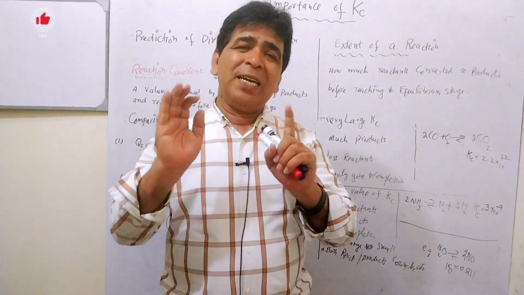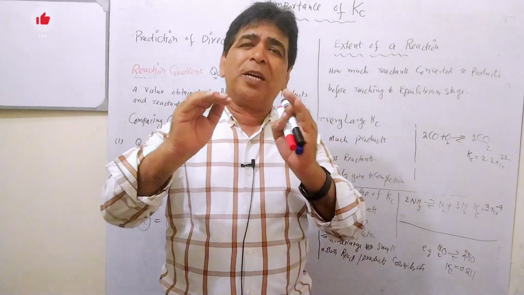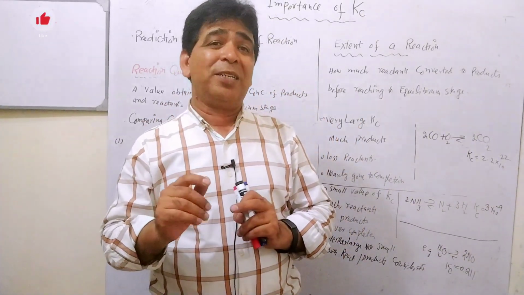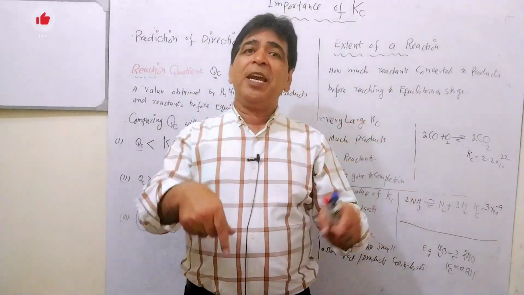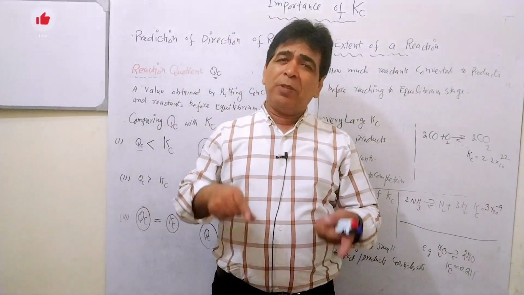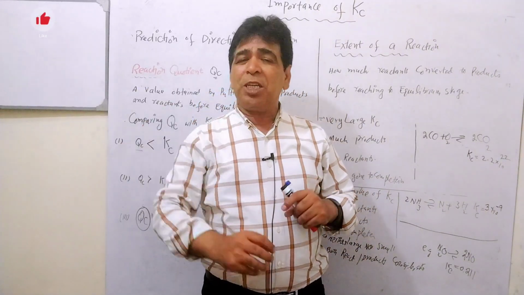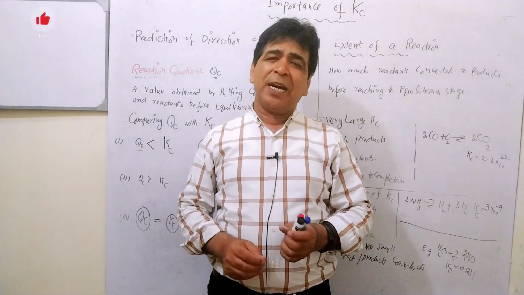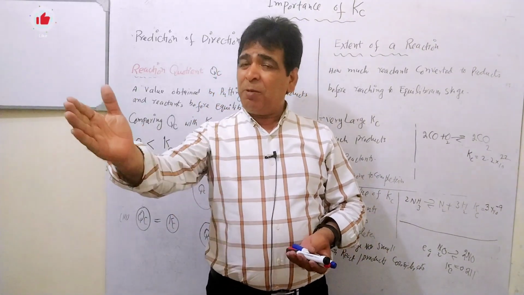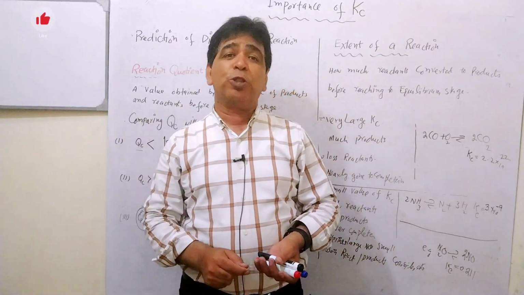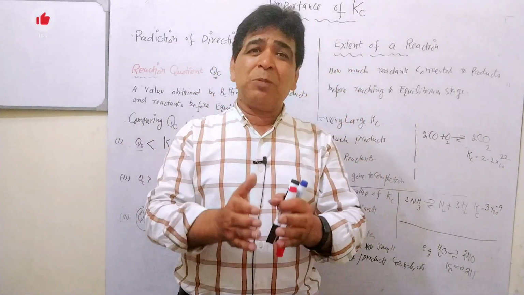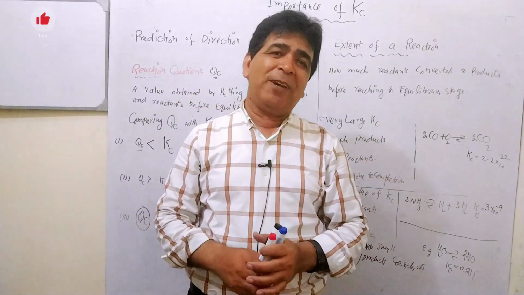Remember, Kc is a ratio between the products and reactants molar concentrations when the reaction is at the equilibrium stage. If the reaction is not at the equilibrium stage and we get the ratio between the products and reactants molar concentrations, then it will not be Kc, it will be Qc, that is the reaction quotient. So you should differentiate between the Qc and Kc values.